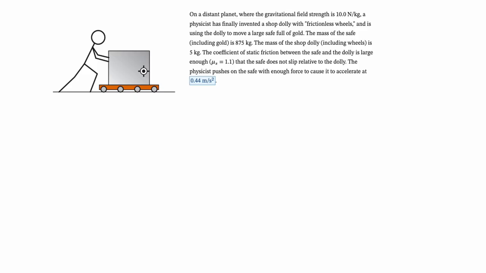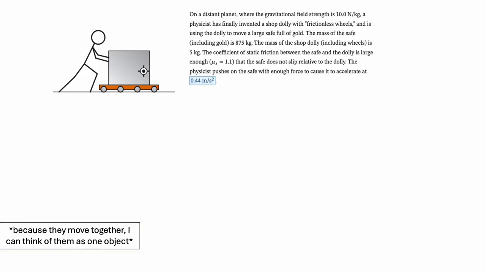The way you want to tackle a problem like this is, the important piece here is that they're moving together. There's enough friction between the dolly and the safe that the safe doesn't slip, so you know that the friction between the two things is static, and that's fine. The point is that they move together, and anytime something moves together, you can treat it as just one object. Essentially, this person is pushing on a frictionless safe dolly and sliding it around on the floor. So that's how we're going to start. We're going to treat them as one thing.